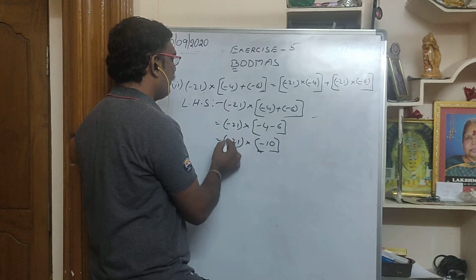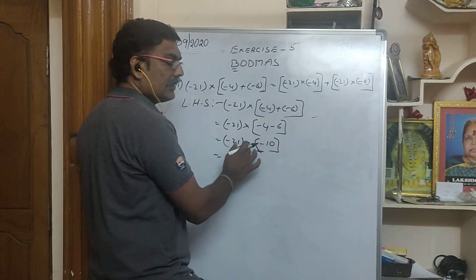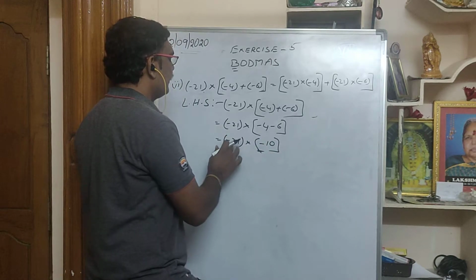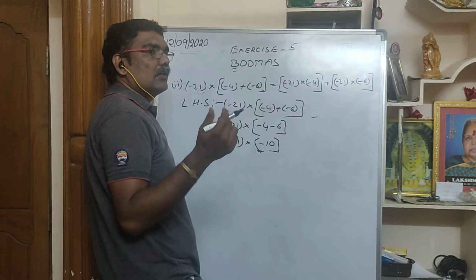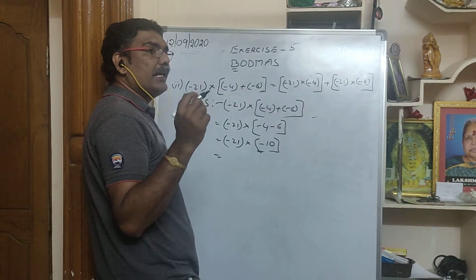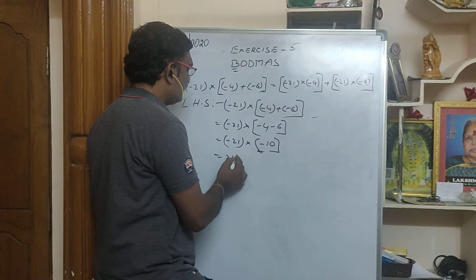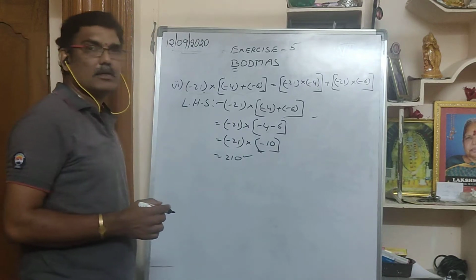See, 21 has a minus before it, 10 has a minus before it. First you have to multiply the symbols. Minus into minus is plus, no need of writing. 21 tens are, the 10 table is very easy. 9 tens are 90, 9 after 0. 8 tens are 80, 8 after 0. 21 tens are 210, 21 after 0. So the answer for LHS is 210, you got it.